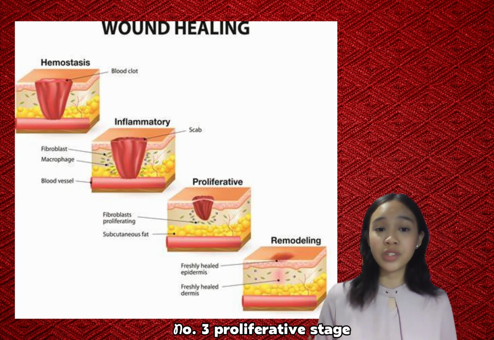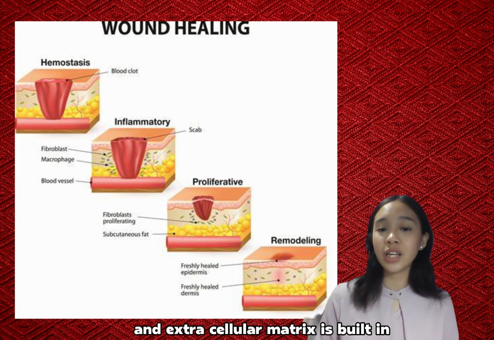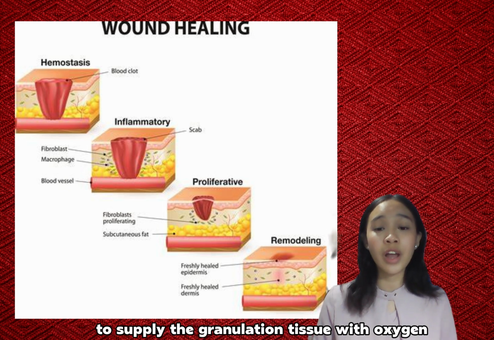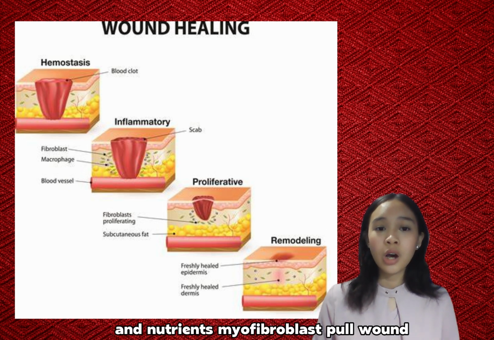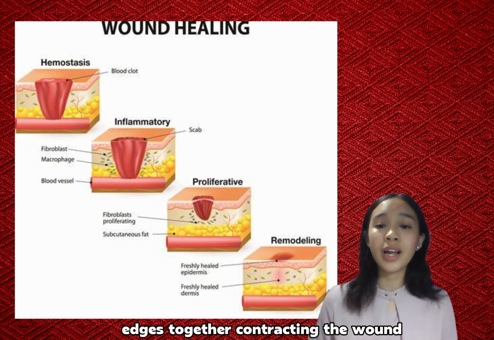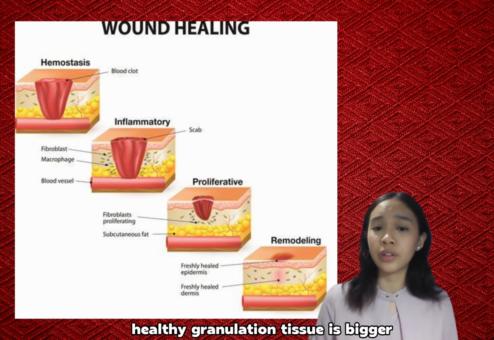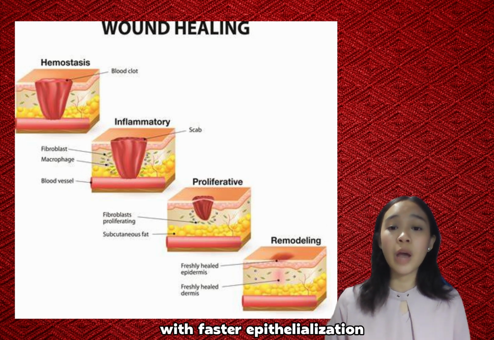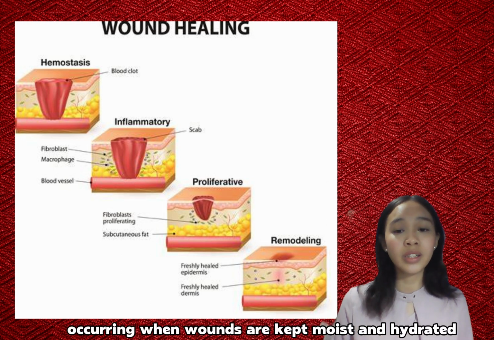Number 3, proliferative stage. New tissue made of collagen and extracellular matrix is built and the wound contracts. A new blood vessel network forms to supply the granulation tissue with oxygen and nutrients. Myofibroblasts pull wound edges together, contracting the wound. Healthy granulation tissue is pink or red, while dark tissue may indicate complications. Epithelial cells resurface the wound, with faster epithelialization occurring when wounds are kept moist and hydrated.